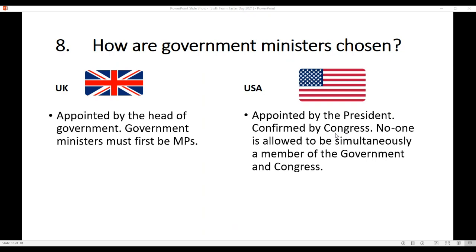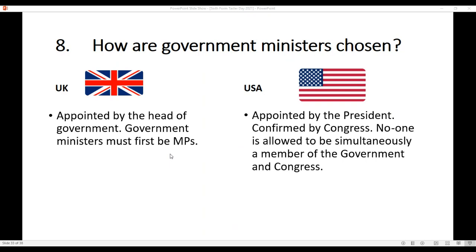In Britain, Boris Johnson doesn't have to ask Parliament if he can appoint, you know, Sajid Javid as health secretary, as was the case recently at the time of recording. He doesn't have to ask Parliament that. In America, however, the president has to ask Congress to support their appointments to the government.